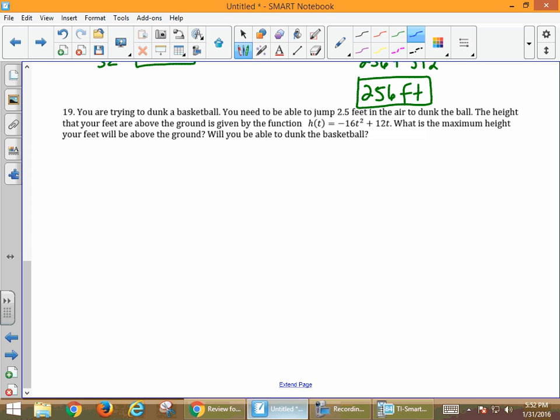So the maximum height, we need to find the vertex. So t equals the opposite of b over 2a. Well, a is negative 16, b is 12, and c is 0. The opposite of b would be negative 12. 2 times a would be negative 32. And negative 12 divided by negative 32 would be 3 over 8.